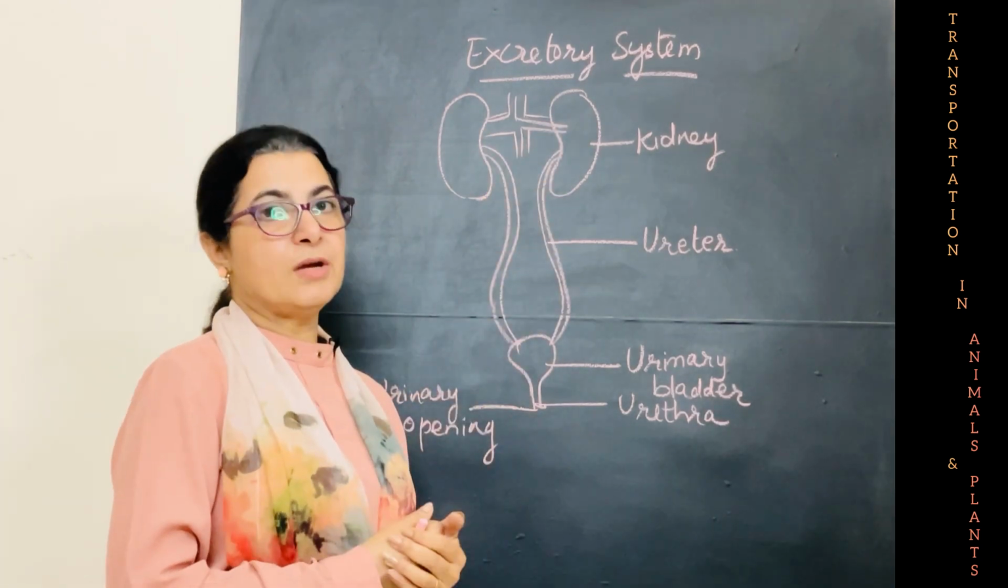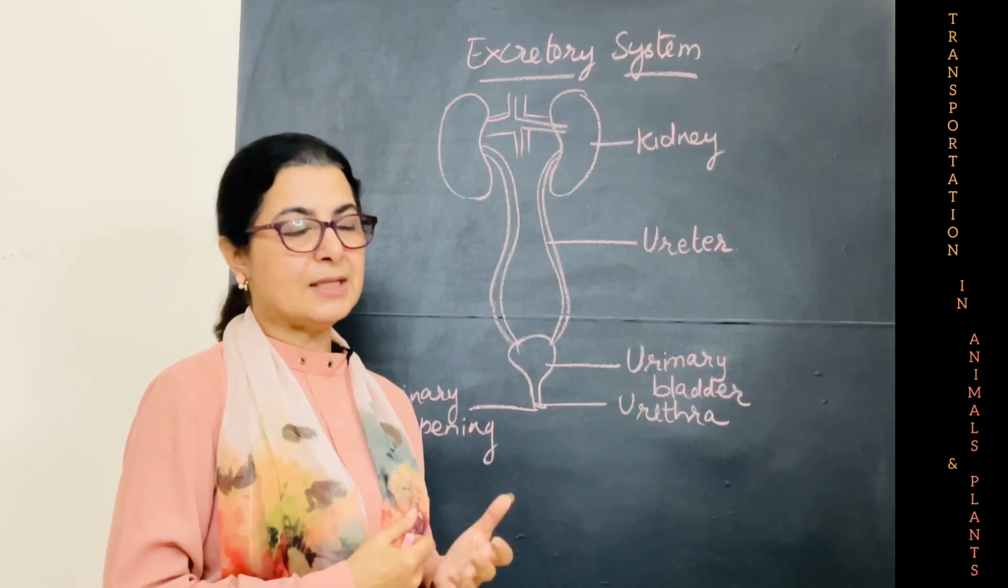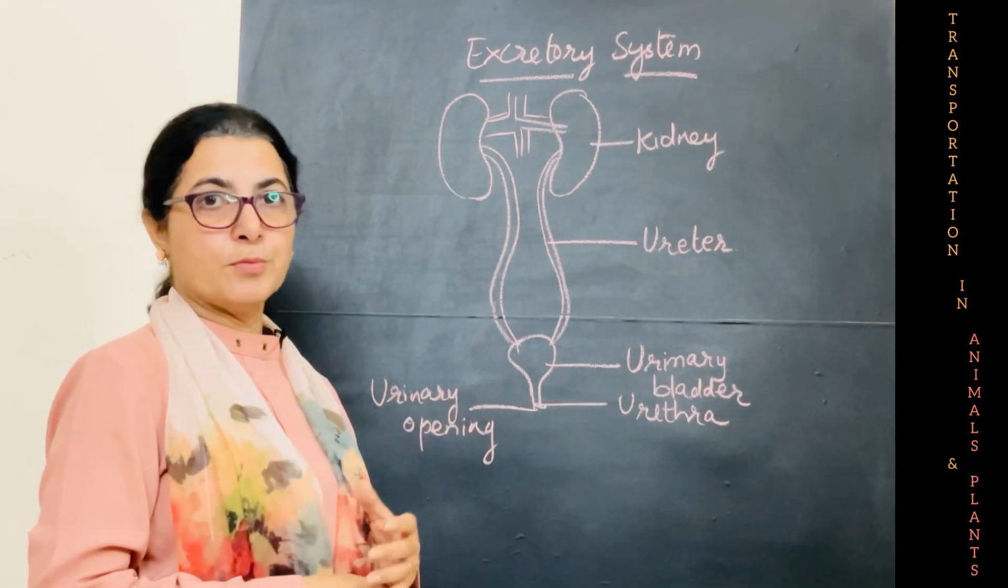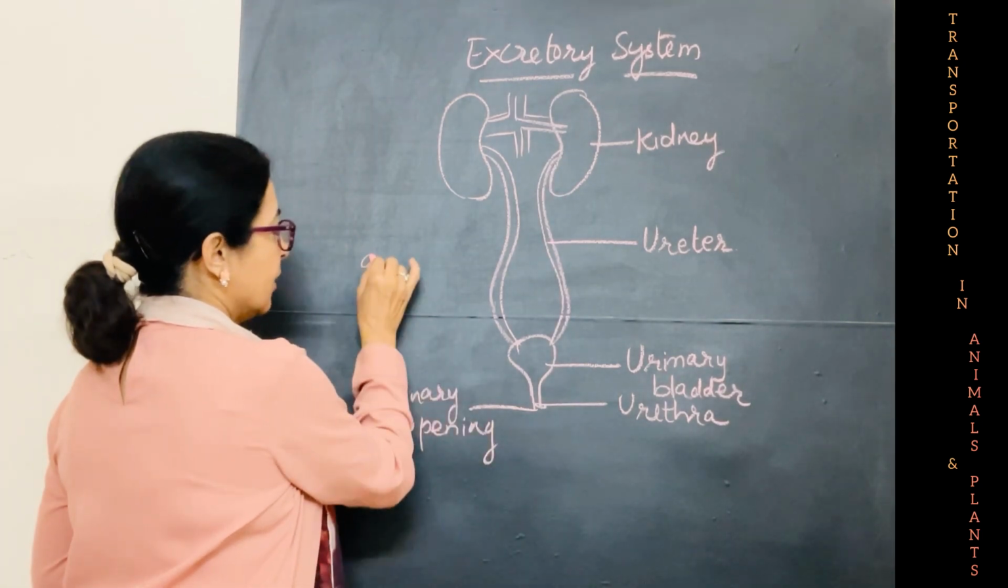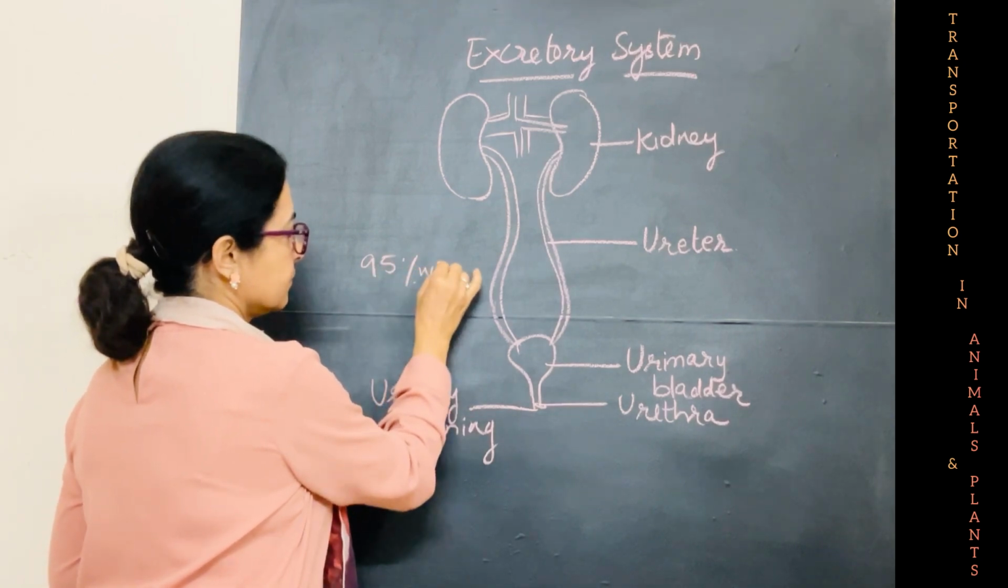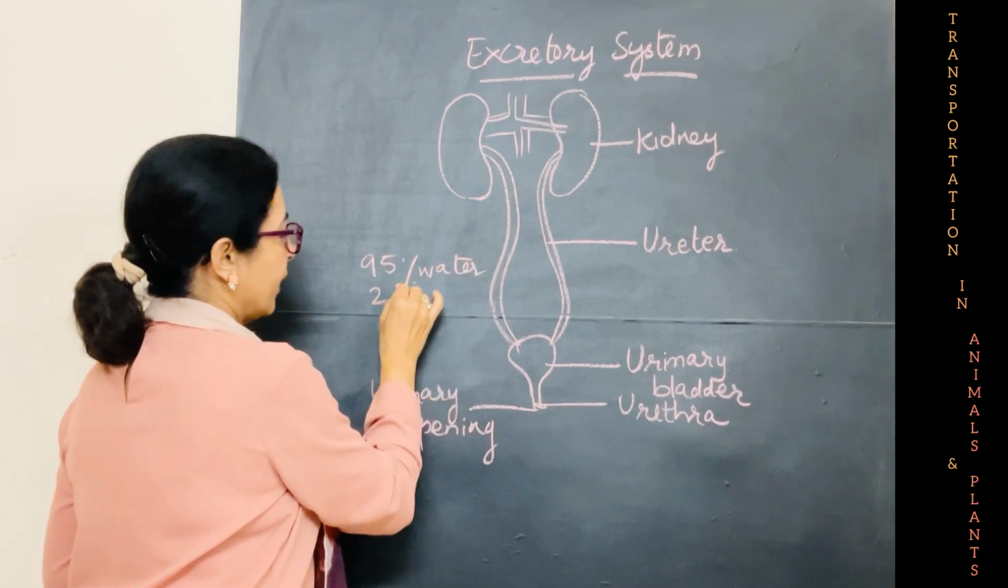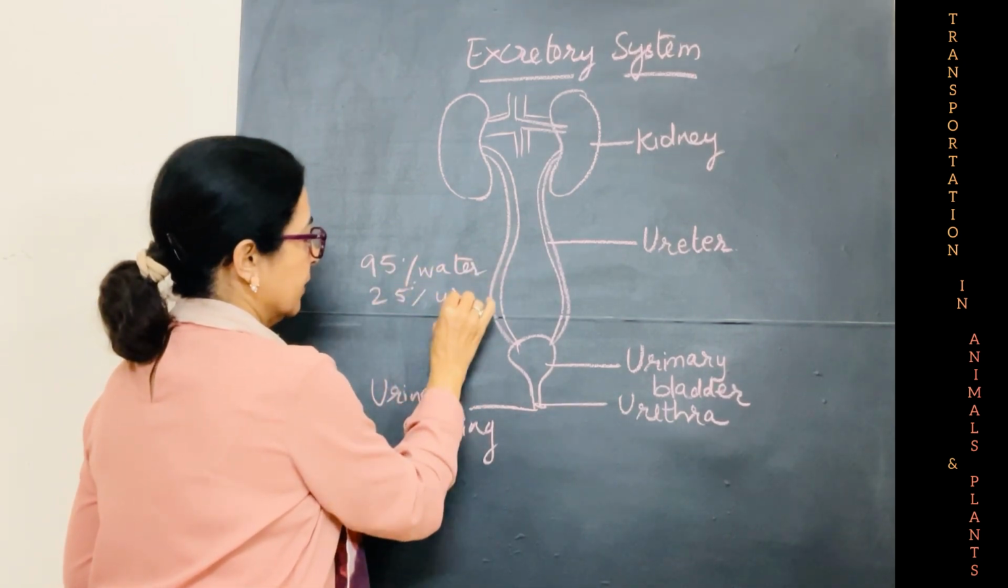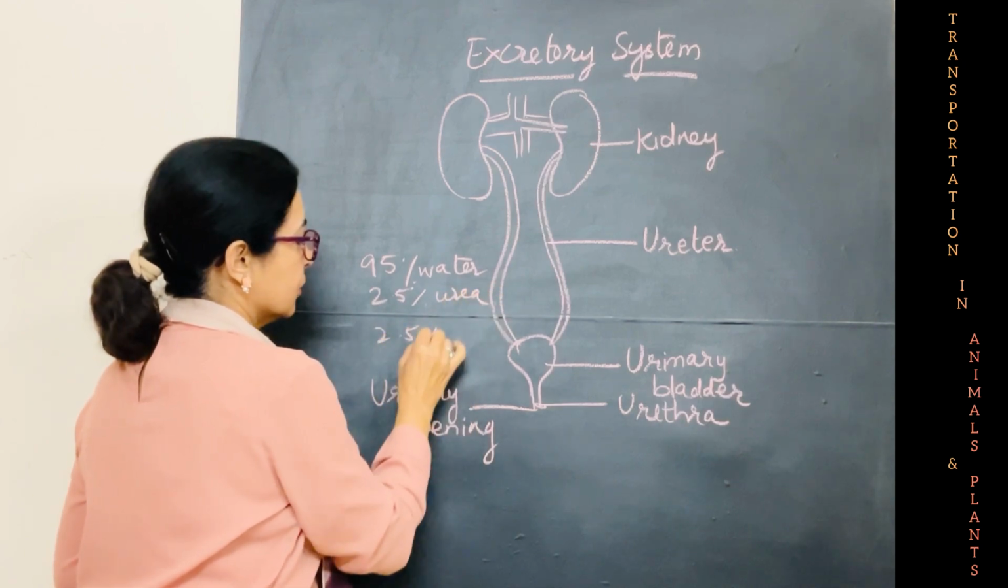Now the thing that is very important for us to remember is that the urine which is being passed out of the body has a composition of mainly 95% water, 2.5% urea and 2.5% salts.